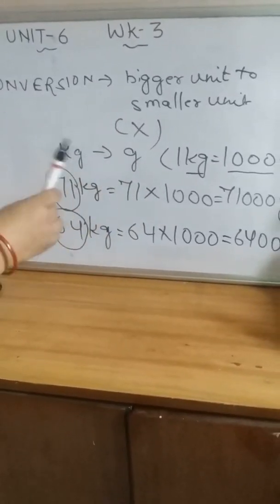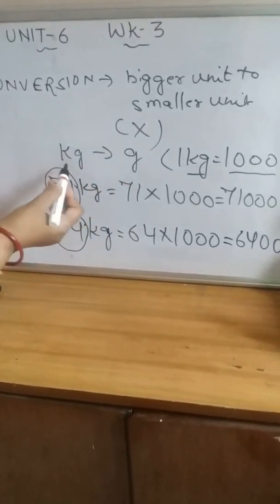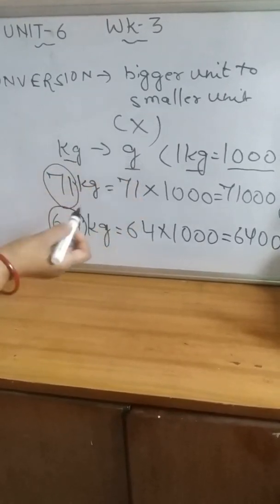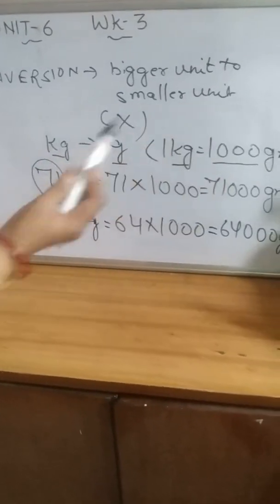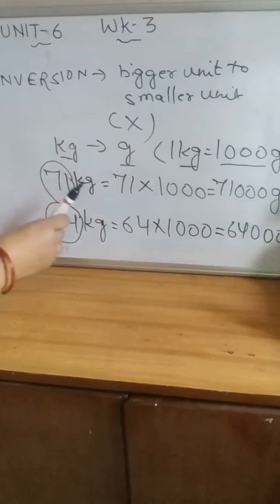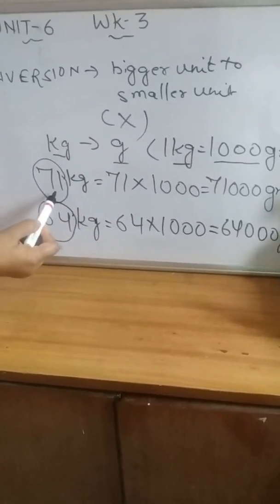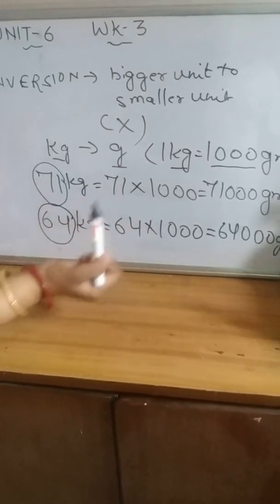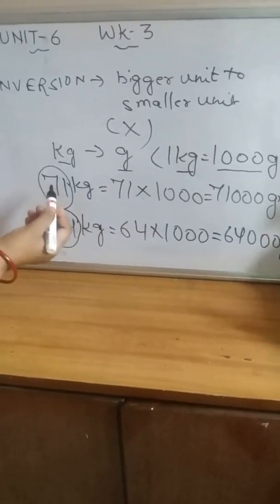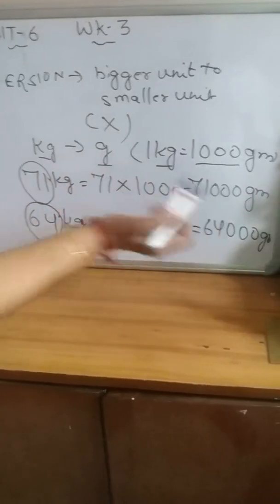Now here I have taught you how to convert the kilogram into gram. So since 1 kilogram equals 1000 grams, in order to convert the kilogram into gram, we have to multiply the number of kilogram with 1000. Okay, then this kilogram is converted into gram.